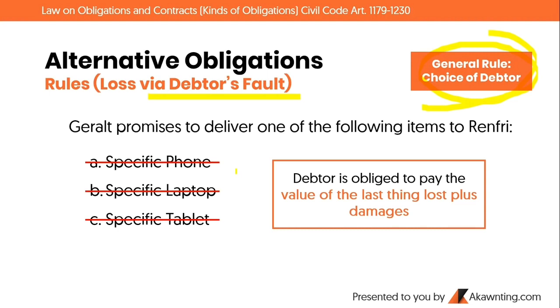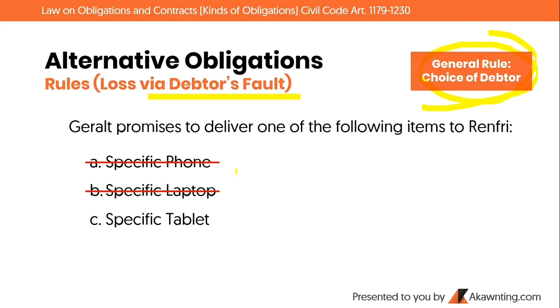Okay? So, kapag ang huling nawala ay yung, tandaan nyo, based dun sa nauna, yung previous example natin, di ba? Kapag nawala yung una, yung specific phone, and nawala yung specific laptop, anong sabi natin kanina? This alternative obligation automatically, what? Automatically reverts to a simple obligation. Meaning, isa na lang yung prestation natin. Tama? Okay.